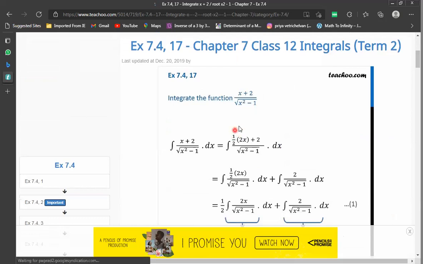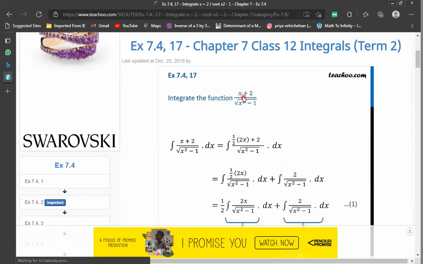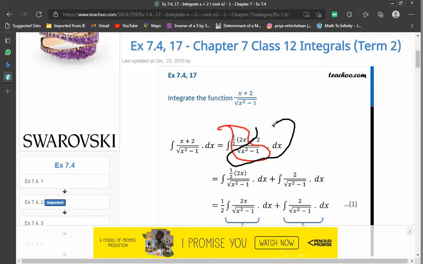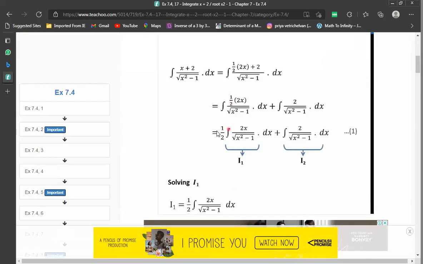Okay. So over here, they just multiplied this x by 2 and divided by 2. And then they are splitting this denominator for these two terms. After splitting them, you just take the 1 by 2 constant outside. It will turn into 2x upon square root of x square minus 1. And this will be 2 divided by square root of x square minus 1.